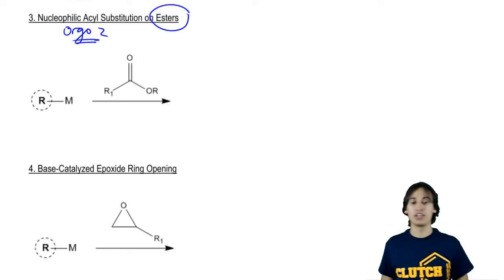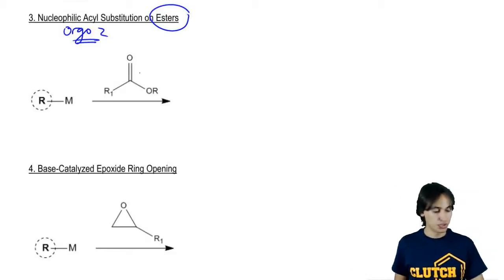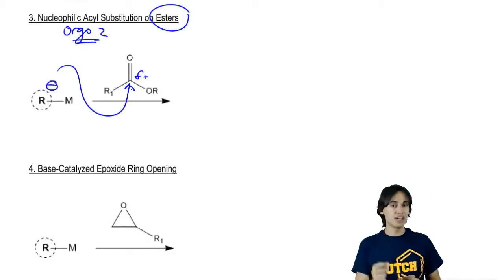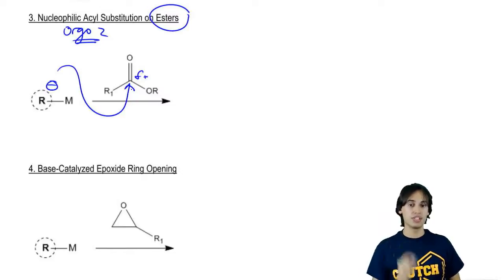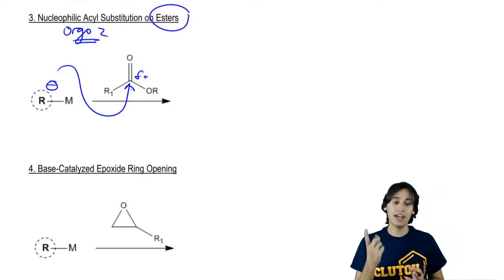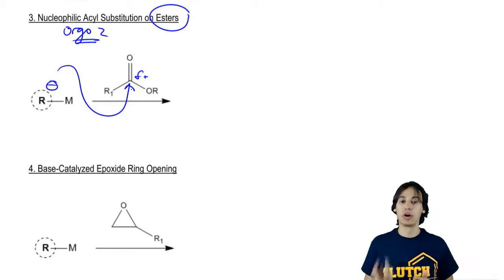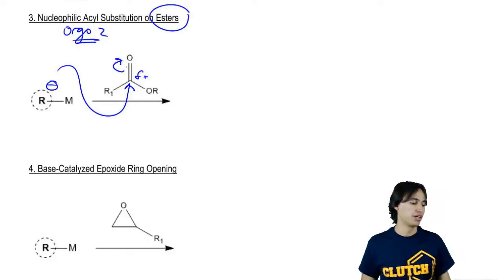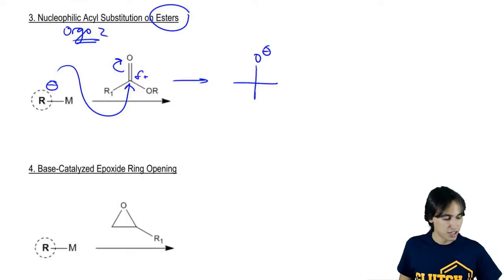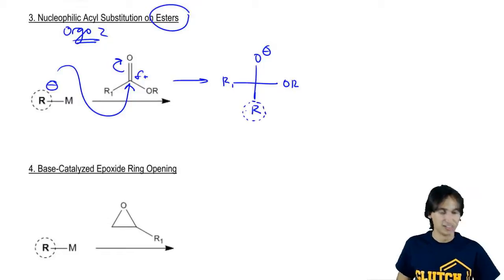On an ester in particular, you have a special situation. Because you still have that partial positive here, you still have the negative here, you can still do your attack. But there's a difference, because I have an OR on that bond. So now I actually could kick out that OR group if I wanted to. So we're going to make the electrons go up to the O, and I'm going to get my tetrahedral intermediate of R1, OR, and R. Okay? So that makes sense so far.